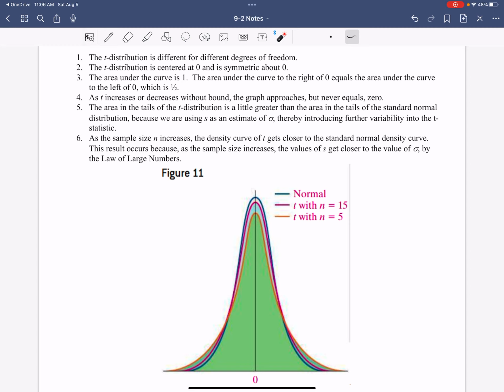This result occurs because as the sample increases, the value of the sample gets closer to the value of the population by what? There it is again. What did we say? What have we always said this entire semester? The more data you have, the more accurate it is, the closer it gets to the normal distribution. Mic drop, right? Boom. Here we are, literally saying the same thing.